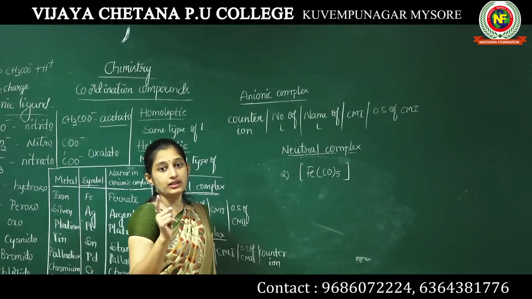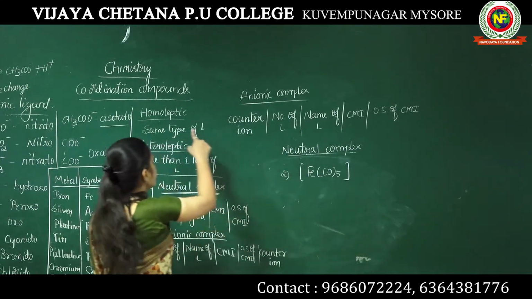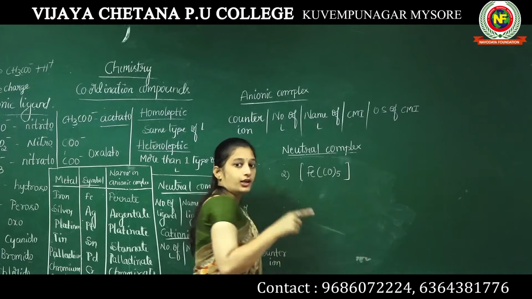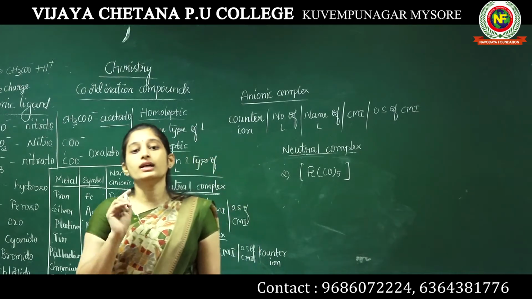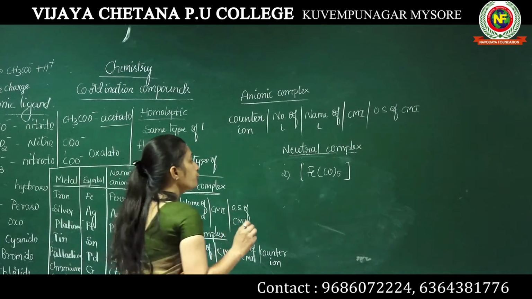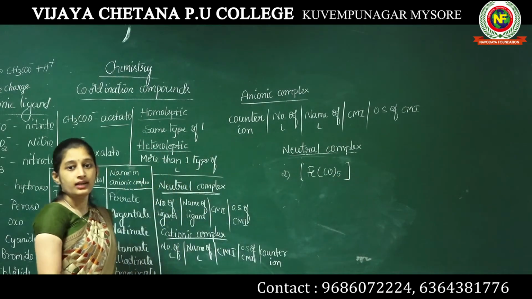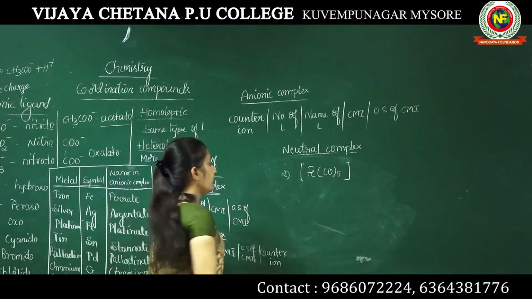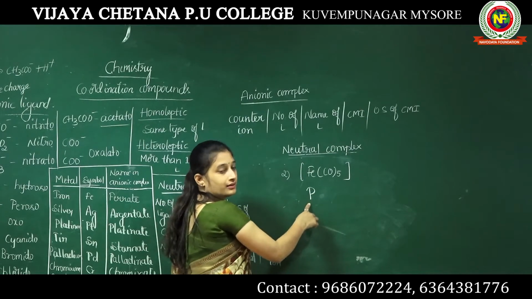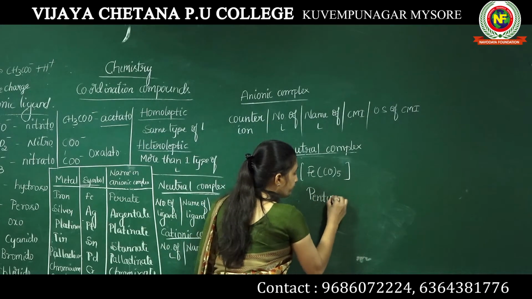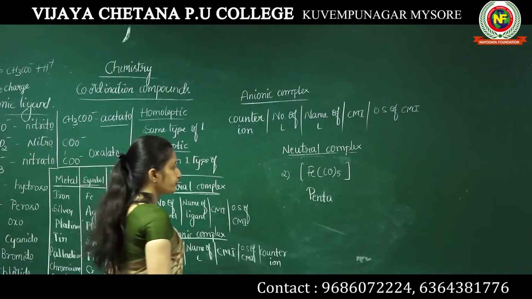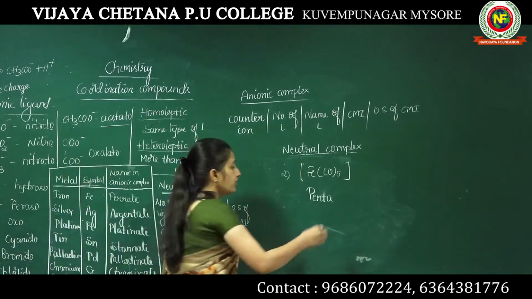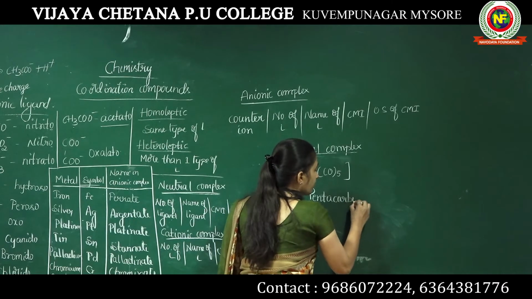And one more thing, keep it in your mind. This is a homoleptic complex. Why? Here around iron, the surrounding ligands are all carbonyl groups only. That's why. How to name this? Here, number of ligands: how many ligands are there? 5 ligands are there. 4 means tetra, 5 means penta, capital letter P. Penta. And CO is nothing but carbonyl.